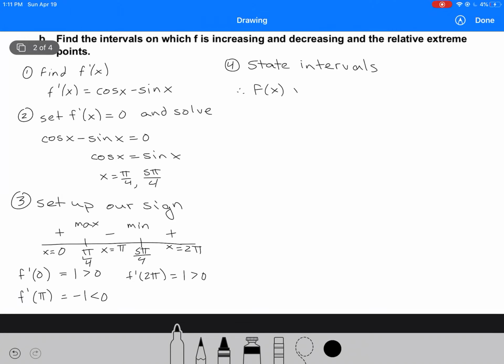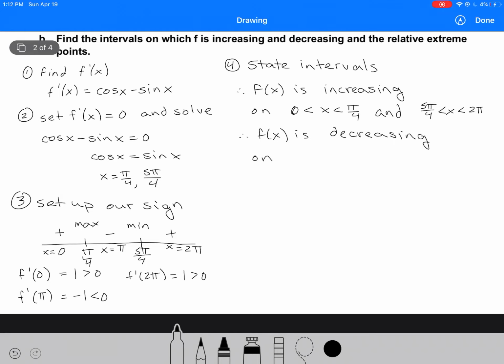So f of x is increasing on 0 to pi over 4 and from 5 pi over 4 to 2 pi. f of x is decreasing on the middle interval, so between pi over 4 and 5 pi over 4. So that also gives us more information to sketch our graph.